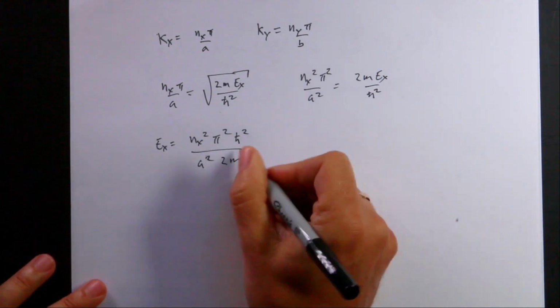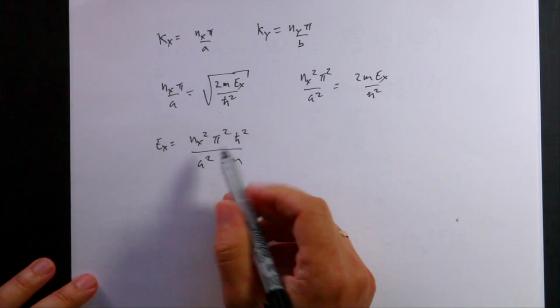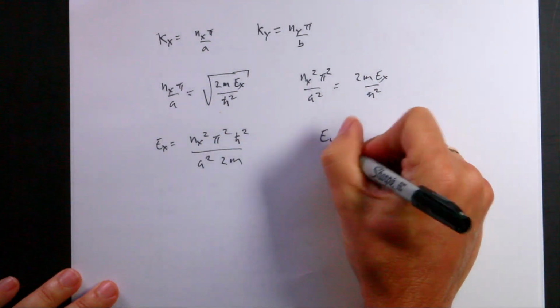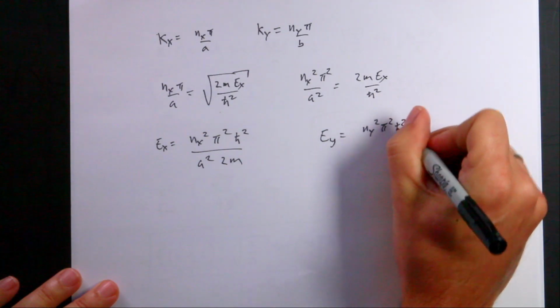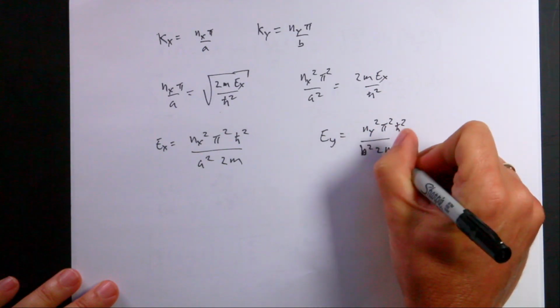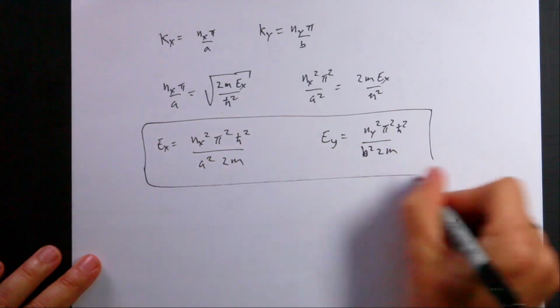So h bar squared times pi squared is just h squared. And then E_y would be the same thing: n_y squared pi squared h bar squared over 2m b squared. So there's my energies, and then I have my wave functions.